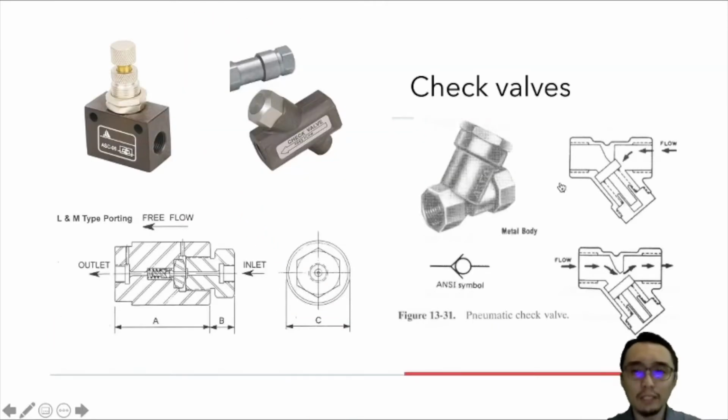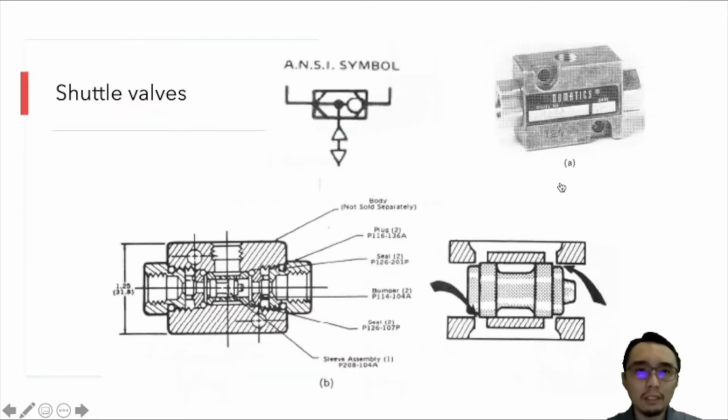Okay, so that's the check valves. Next is a shuttle valve. This shuttle valve is a type of valve that has two input ports and one output port, and employs a free-floating spool with an open center action. At one end of the spool's travel, it connects one input with the output port. At the other end of its travel, it connects the second input with the output port.